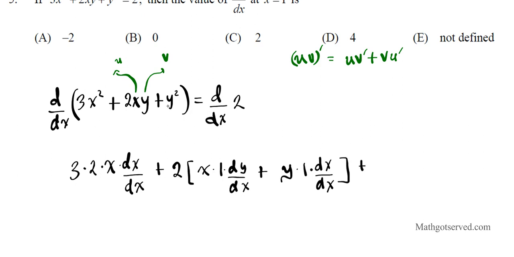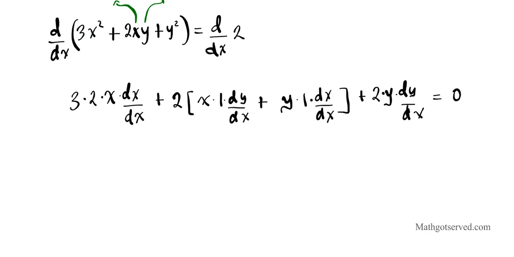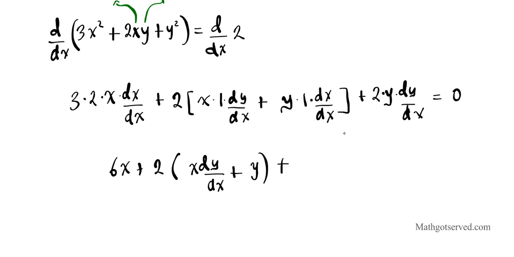Now differentiating this, derivative of y squared using the power rule is 2y dy/dx. And then using the constant rule, d/dx of 2 is simply 0. Anyway, there you have it. Okay, let's simplify this. So we're going to have 3 times 2 times x is 6x. The x dx just reduces to 1, plus 2 times x dy/dx plus just y plus 2y dy/dx.